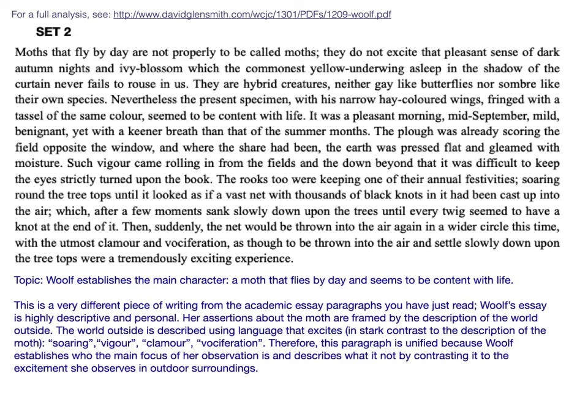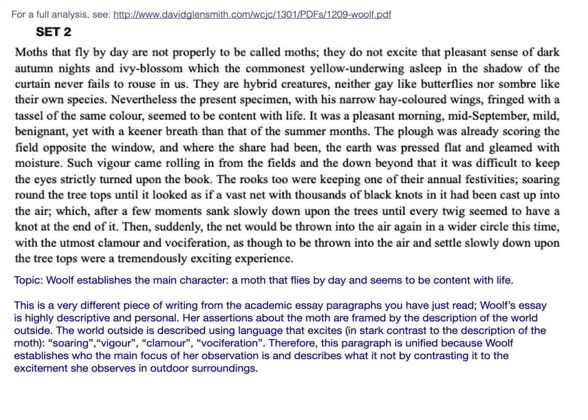This is a very different piece of writing from the academic essay paragraphs you've just read. Woolf's essay is highly descriptive and personal. Her assertions about the moth are framed by the description of the world outside. The world outside is described using language that excites, in stark contrast to the description of the moth. Soaring, vigor, clamor, vociferation. Therefore, this paragraph is unified because Woolf establishes who the main focus of her observation is and describes what it is not by contrasting it to the excitement she observes in the outdoor surroundings.